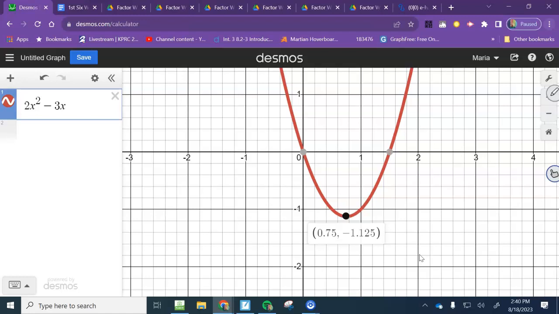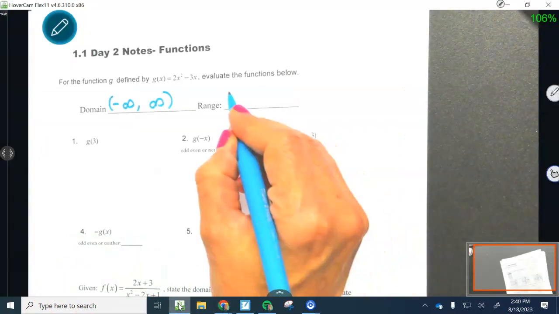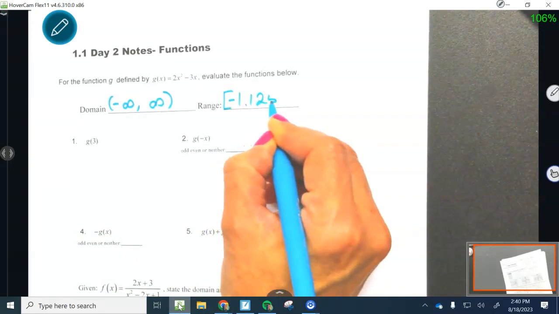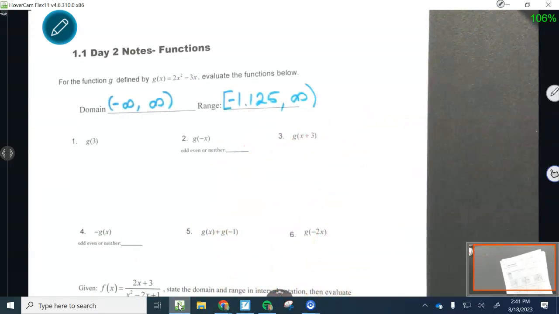So when we write the range, do you guys remember which coordinate we used from this for the range? The y coordinate, very good. So on your range blank, go ahead and start writing, well, you're not going to write the y coordinate first. What are you going to draw first? A bracket. Good job. So this is going to be a bracket of negative 1.125 all the way up to infinity, because it does open forever. Let me get caught up with you guys. Negative 1.125 all the way up forever.